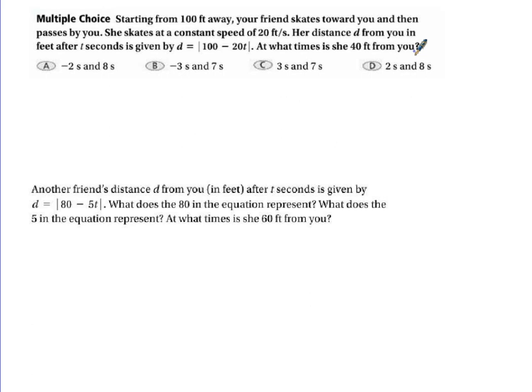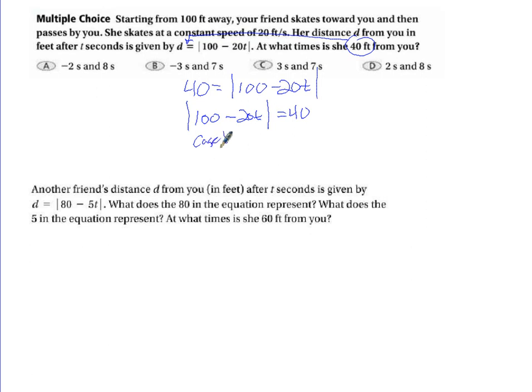Well, they're telling you that her distance away is found by this equation right here. 40 feet is a distance, so I'm going to take that 40 feet and substitute it in right there for d. So I write 40 equals absolute value 100 minus 20t. That's kind of a weird order. We like to have the equal sign on the other side, so I could rewrite that. Now I have absolute value 100 minus 20t equals 40. Remember that our goal is to get the absolute value part by itself. Is absolute value by itself on one side right now? Yes. So we can split into case 1 and case 2 right now.